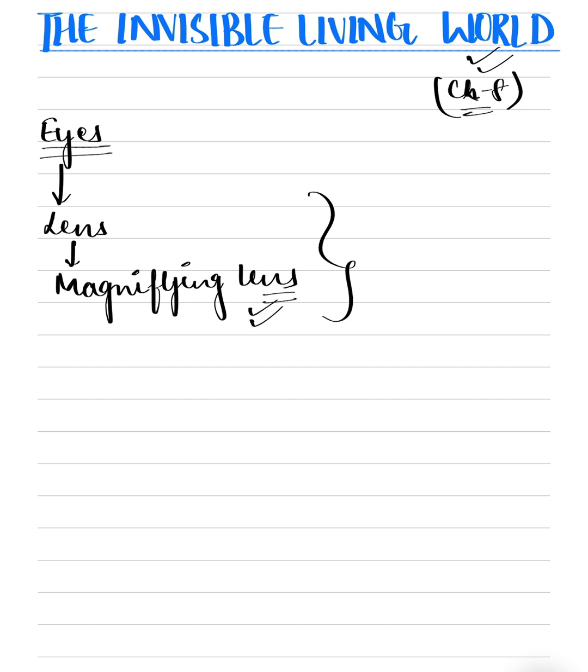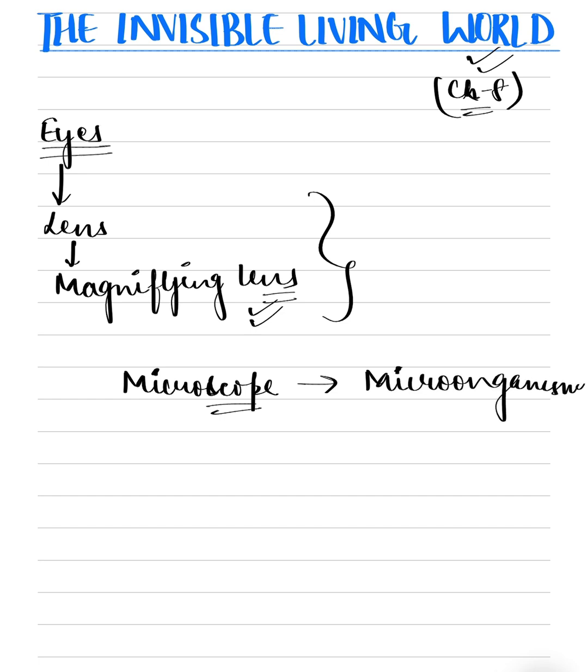So there are certain living organisms which we can only see with the help of a microscope, and the organisms that we see under the microscope we call microorganisms. These are the organisms which cannot be seen by the naked eye and can only be seen by a microscope.